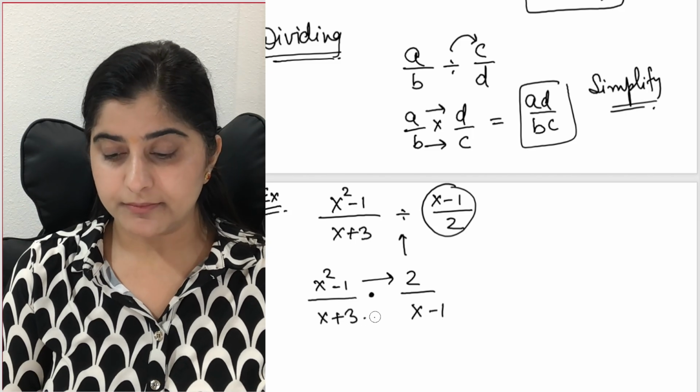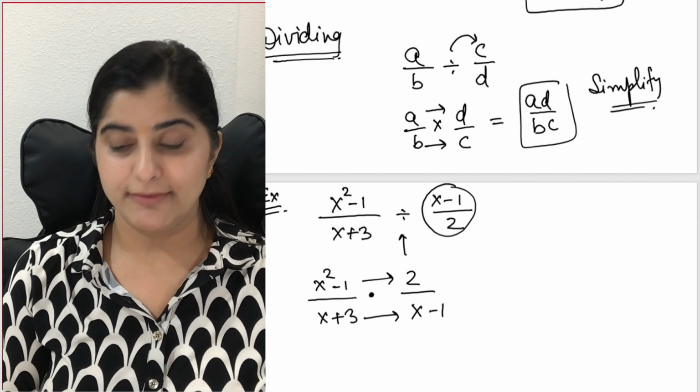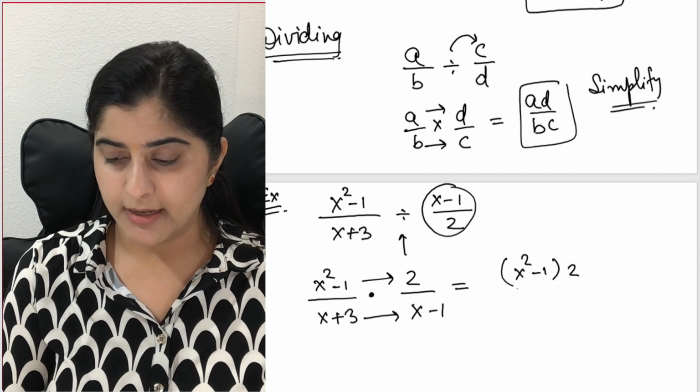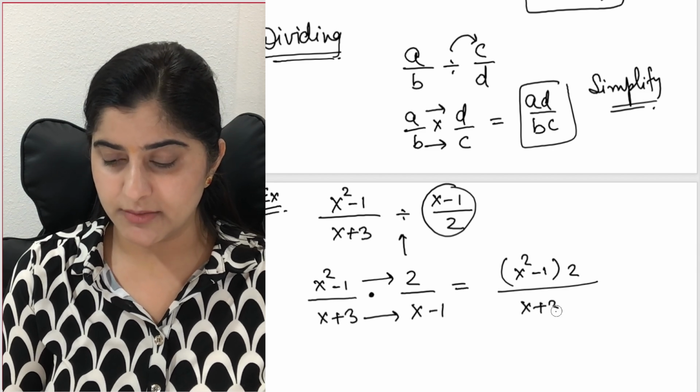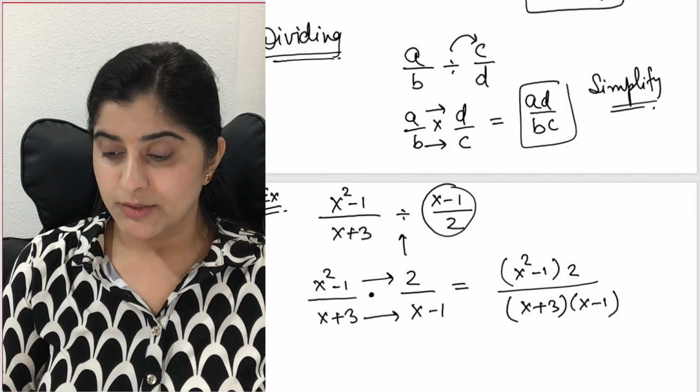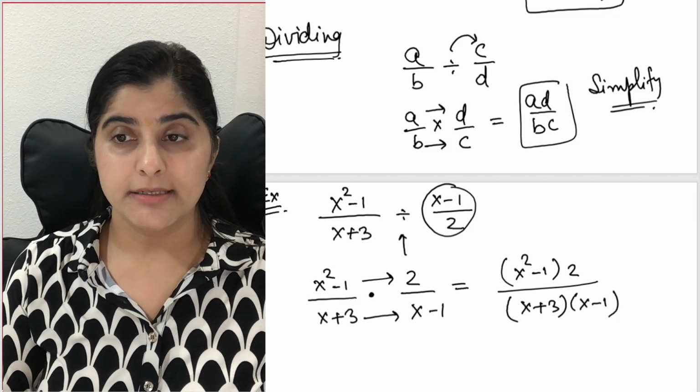Now numerators will be multiplied with the numerators. So we get (x squared minus 1) times 2 divided by (x plus 3) and (x minus 1). So now can we cancel out any factor?